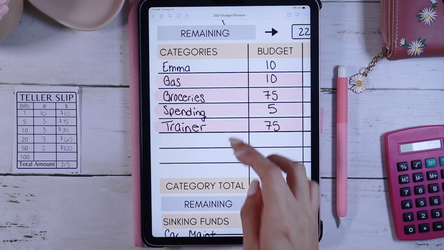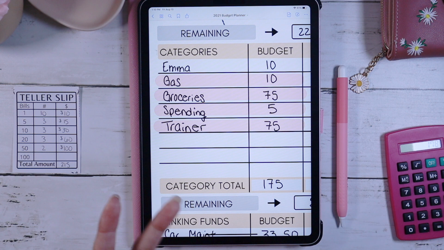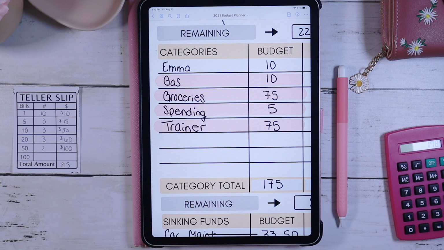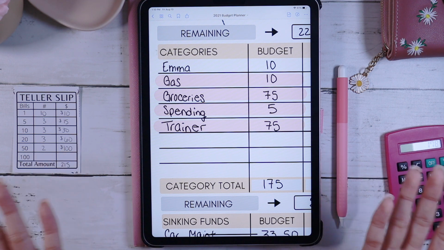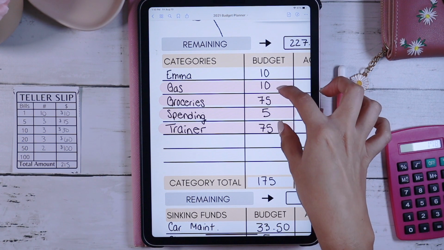And then the other highlighted categories you see here are ones that we physically withdraw cash for. So we have our gas, grocery, my personal spending, and then my husband's trainer. The trainer is kind of a quote unquote sinking fund, but it's not a sinking fund, it's a bill. I don't know. So we do take that out, and then $150 is what is paid to his trainer every 2 weeks.